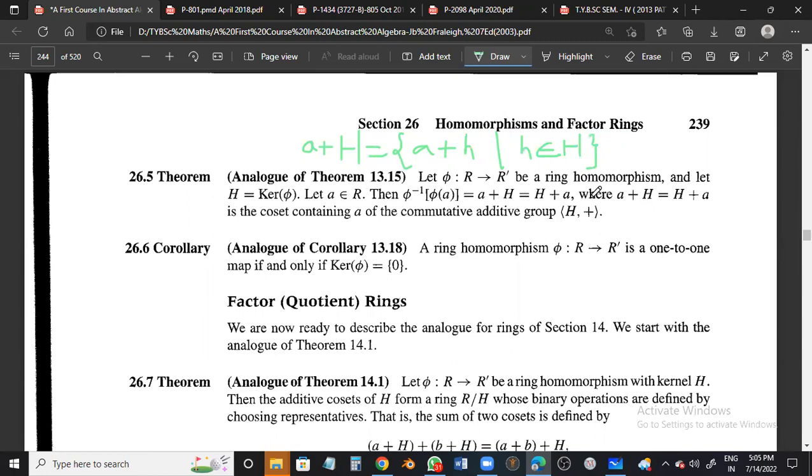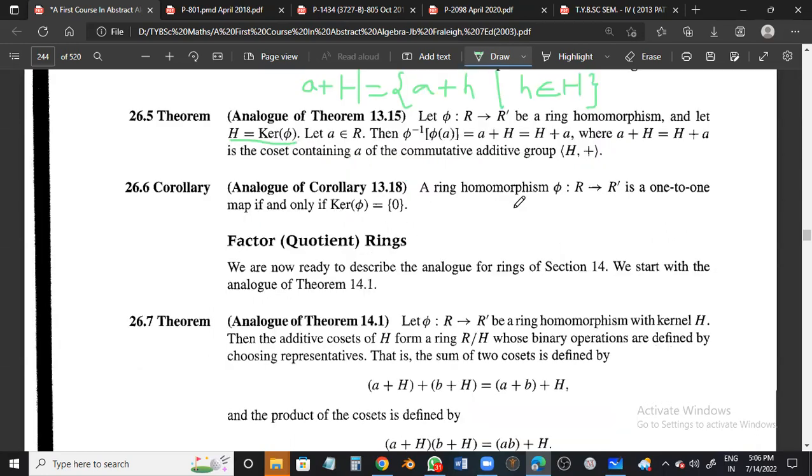And what we say? If H is kernel, in that case, A plus H is the same as H plus A, and it is nothing but phi inverse of phi of A. It is simply phi inverse of phi of A. So you have to keep this in mind. It is nothing but the inverse image of A. Phi inverse of phi of A. All right.